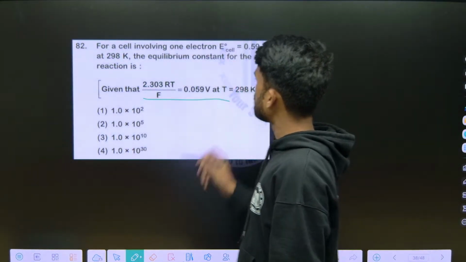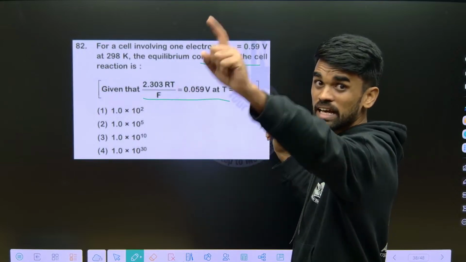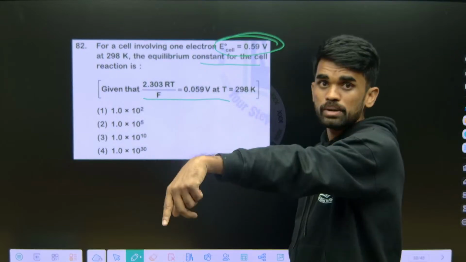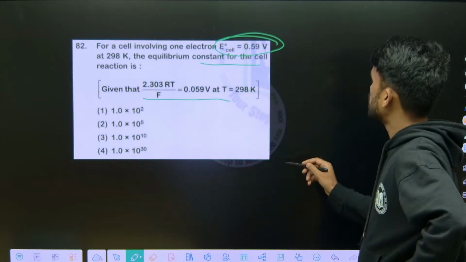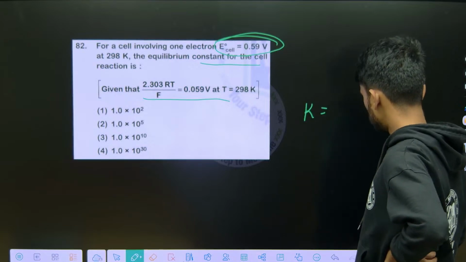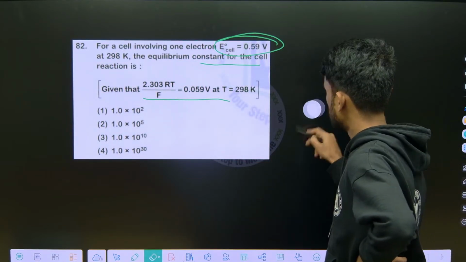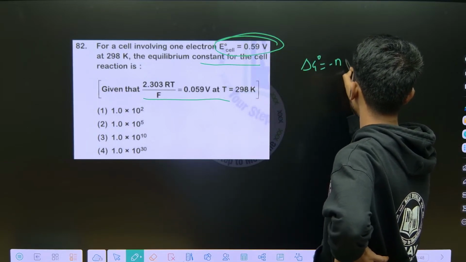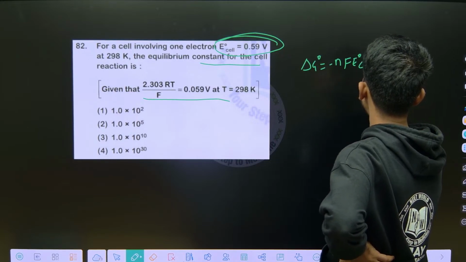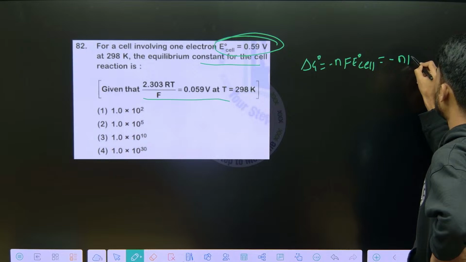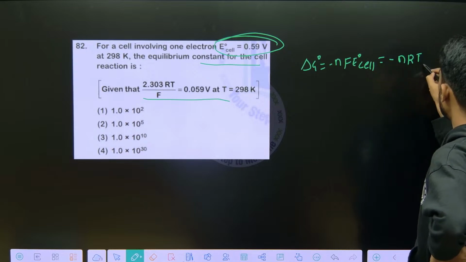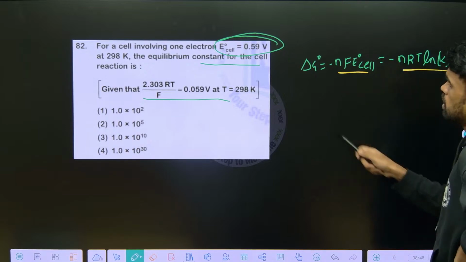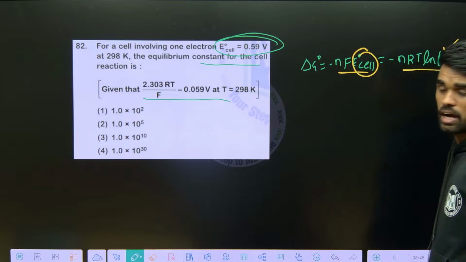Next, this is simple. I already told you about the equilibrium constant, where I explained how to use E0 cell, delta G, and the equilibrium constant. Let me tell you once again. Delta G0 equals minus nF E0 cell, which equals minus RT ln K. These are the 2 equations we have, so using these 2, we can relate E0 cell and K. I hope it is clear.